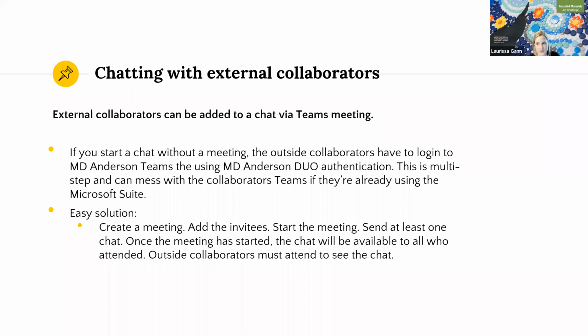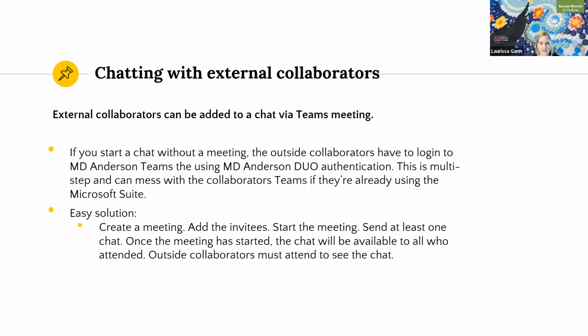There's an easier way to add an external collaborator that we found. If you're going to invite them to a meeting, create a meeting in Teams, add your invitees, including the external collaborators, and start the meeting. As long as you use that chat at least once, the meeting has been started and the chat's going to be available to those internal and external people later. They don't have to use Duo in that way.